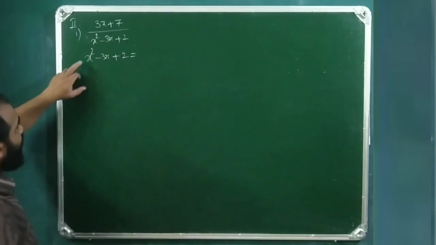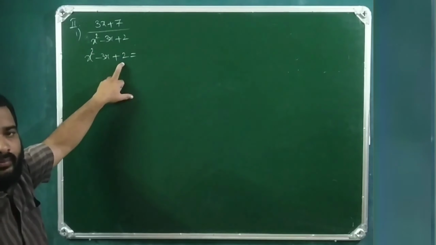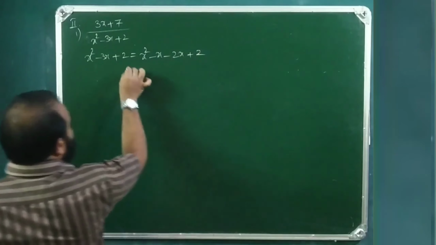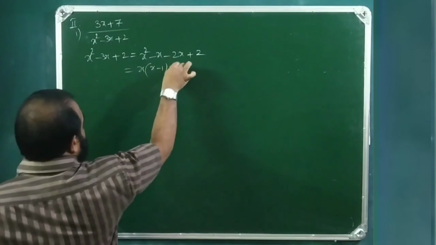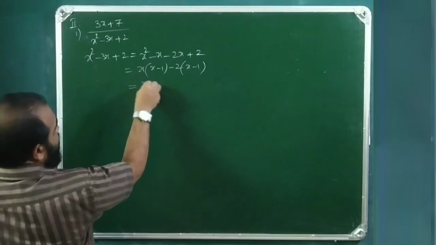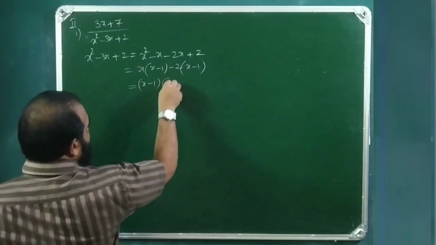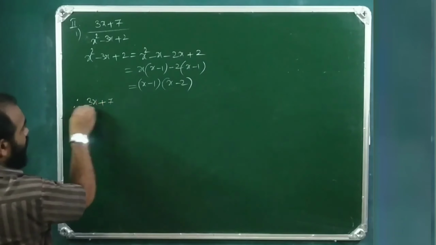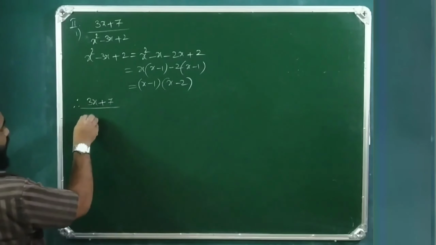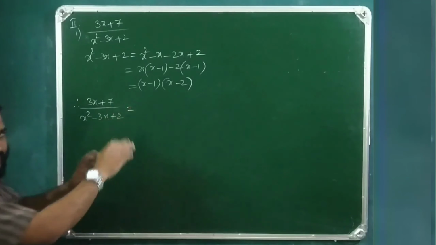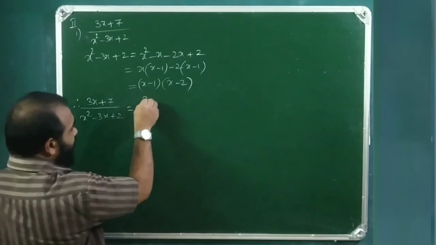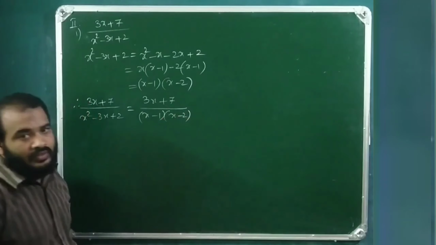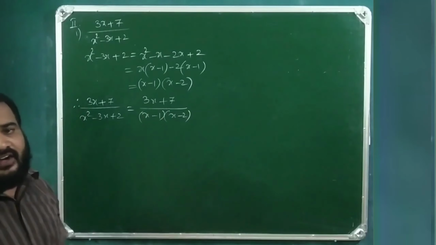factorize this. So, 1 2s are 2, 2 1s are 2, minus 2 minus 1 is minus 3. So, this is x square minus x minus 2x plus 2. From x, if you take common x minus 1, from minus 2, if you take common x minus 1. So, this is x minus 1 into x minus 2. Therefore, the given proper fraction 3x plus 7 by x square minus 3x plus 2 can be rewritten as 3x plus 7 by x minus 1 into x minus 2. Now the denominator contains two non-repeated linear factors.